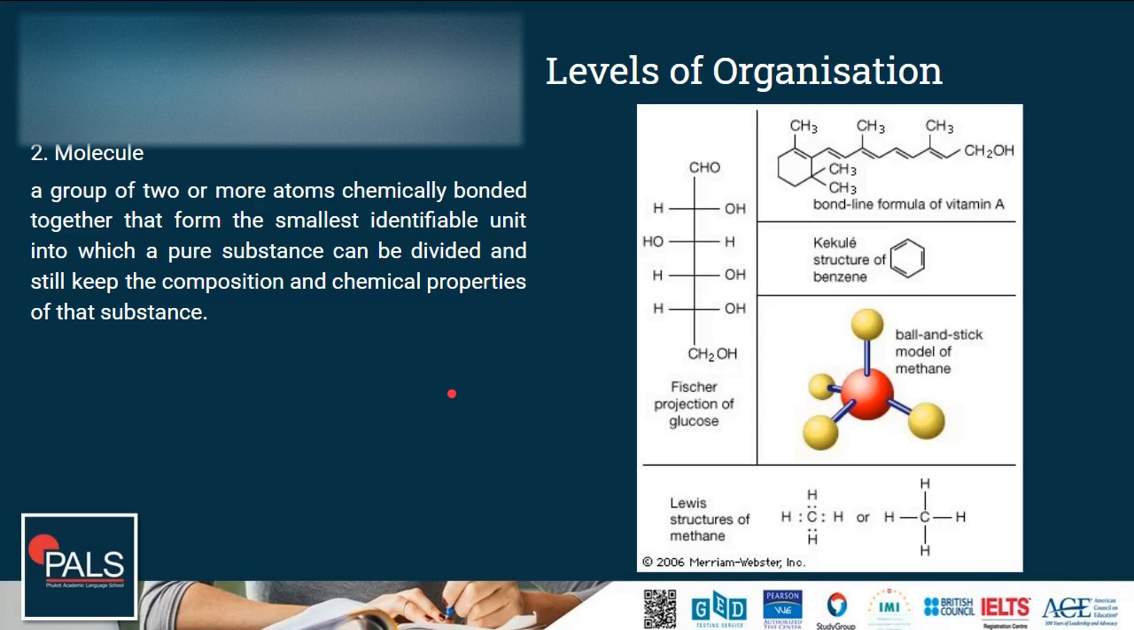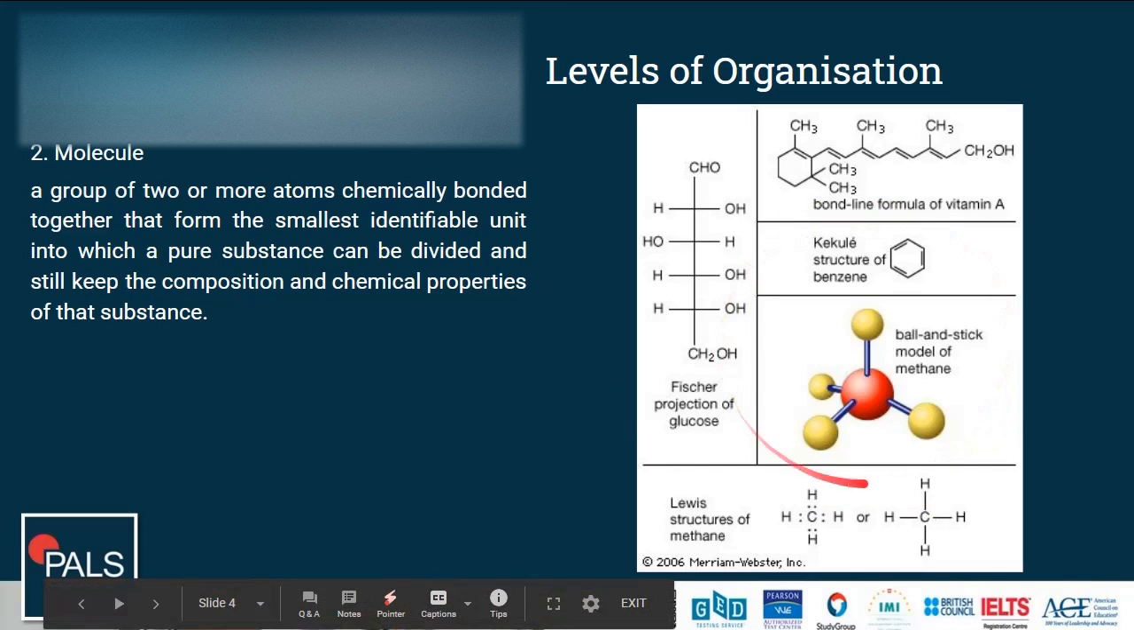A molecule is a group of 2 or more atoms that are chemically bonded together. And when atoms are chemically bonded together, they form a new substance. And the smallest amount of that substance you can have is a single molecule of that substance. Molecules can be represented in many different ways in chemistry and science in general. And here we see some possible representations of different molecules.